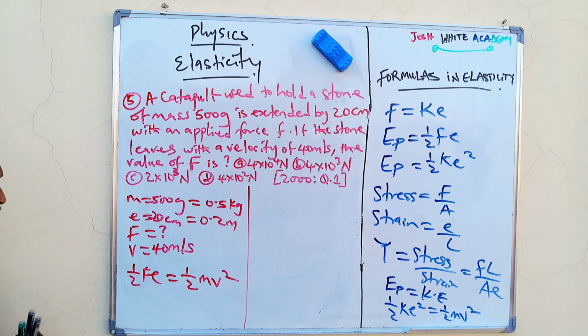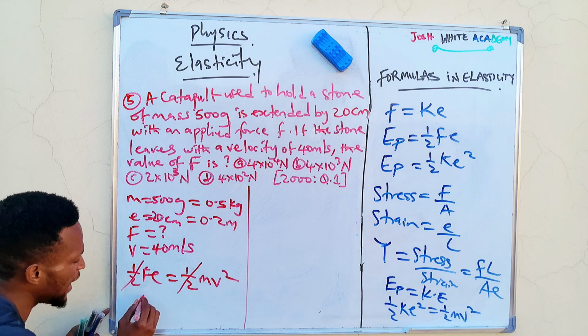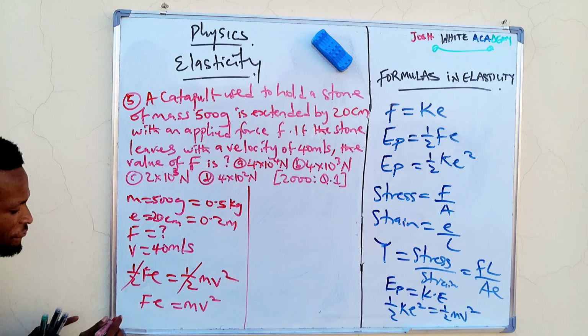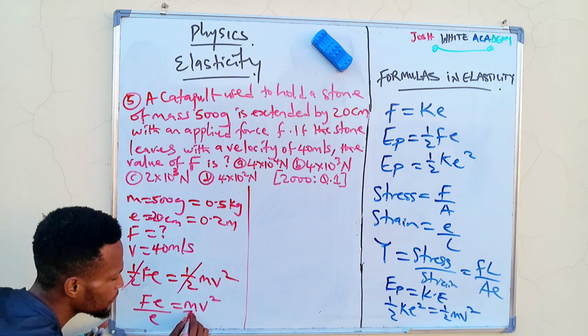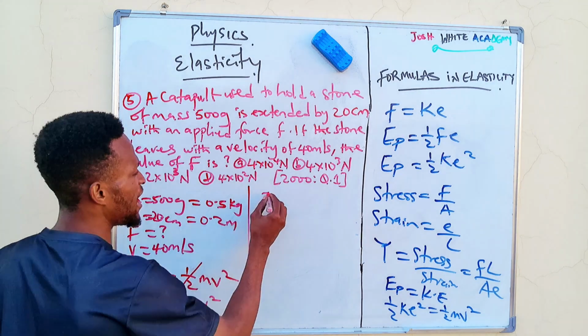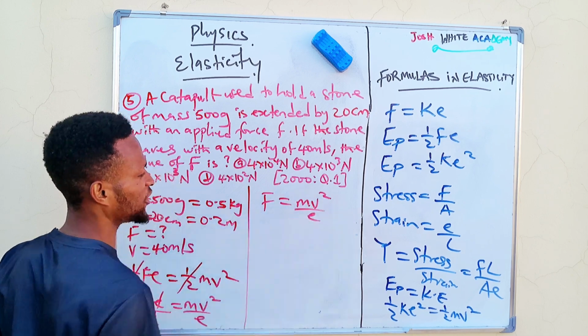So now remember, the halves can cancel out. So our Fe is equal to mv squared. We are looking for our F, so we'll divide both sides by what F is carrying, which is E, the coefficient of F. So E cancels E. So F is equal to mv squared divided by extension.